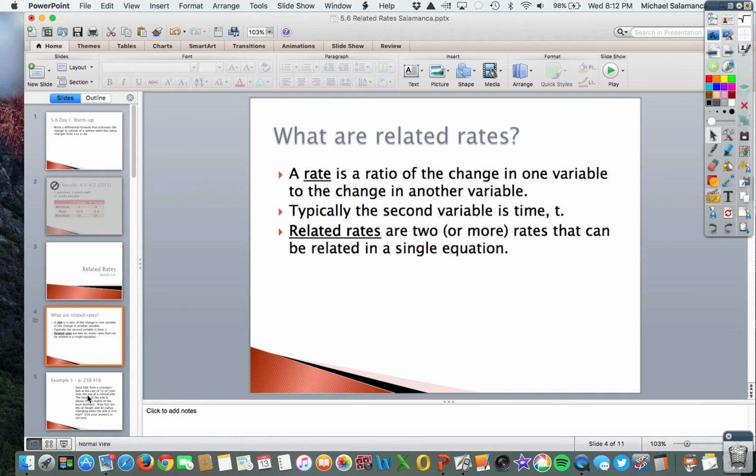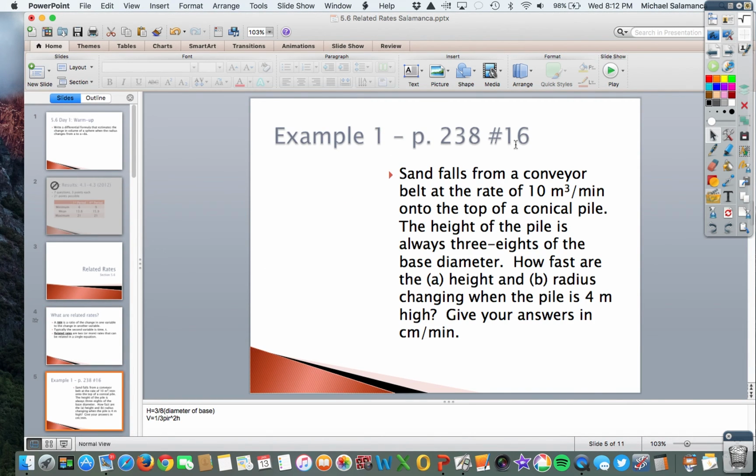So example 1 says: sand falls from a conveyor belt at a rate of 10 meters cubed per minute onto the top of a conical pile. The height of the pile is always 3/8 of the base diameter. How fast are A, the height, and B, the radius, changing when the pile is 4 meters high? Give your answers in centimeters per minute.